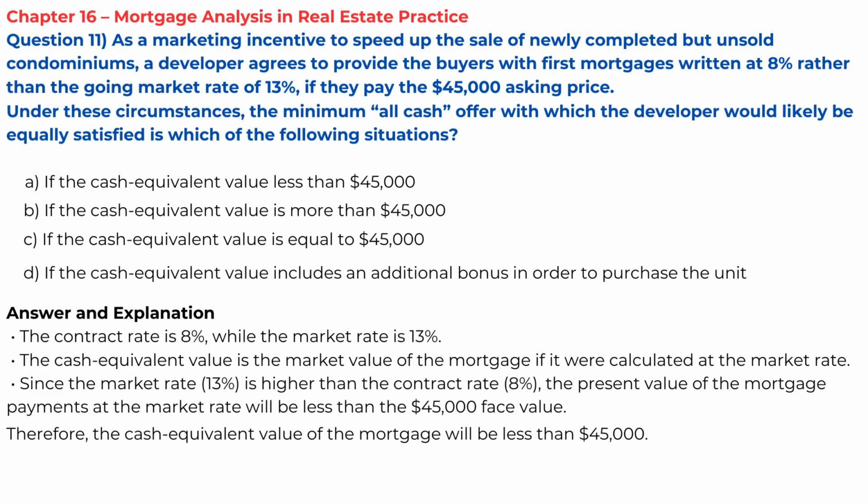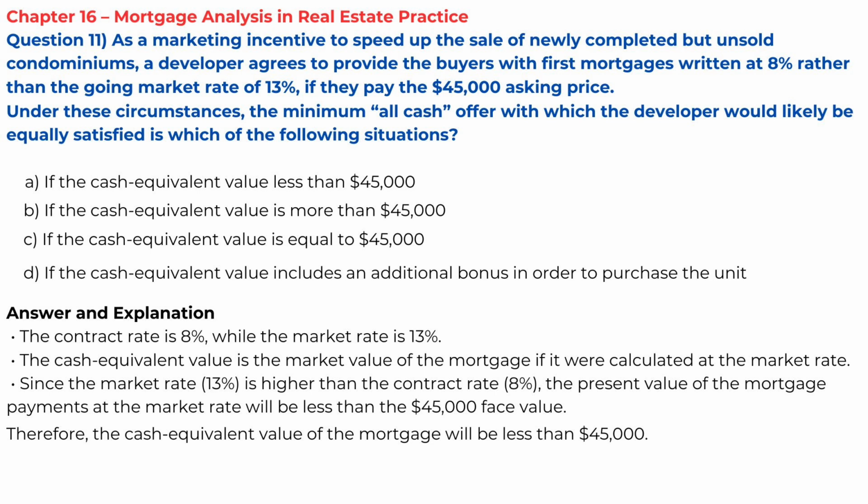Question 11. As a marketing incentive to speed up the sale of newly completed but unsold condominiums, a developer agrees to provide the buyers with first mortgages written at 8% rather than the going market rate of 13% if they pay the $45,000 asking price. Under these circumstances, the minimum all-cash offer with which the developer would likely be equally satisfied is which of the following situations? Correct answer, A: the cash equivalent value is less than $45,000.